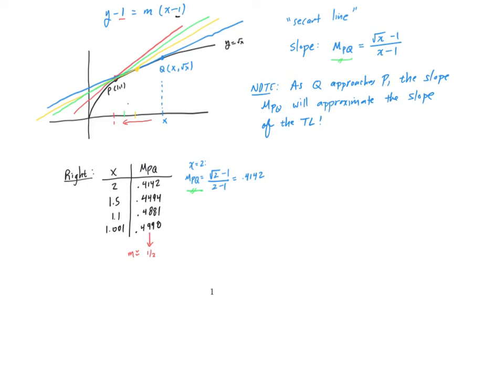But note we mentioned we can approach 1 from the right or the left, so we really have to double check and make sure that nothing different is going to be happening on that left-hand side. So we're going to make a similar table of values. We want to approach 1 from the left. So for example, we might start as far away as 0, then go to 0.5, 0.9, 0.999.